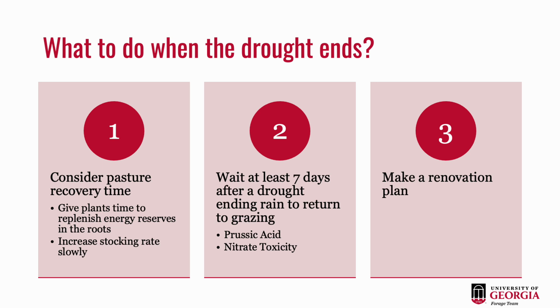We want to wait at least 7 days after a drought-ending rain to return to grazing, especially on crops that are prone to prussic acid or nitrate toxicity. And finally, we need to make a renovation plan. Hopefully that renovation plan is only for your sacrifice area and not the entire farm. But depending on how long this drought persisted is how extensive that renovation plan will need to be.